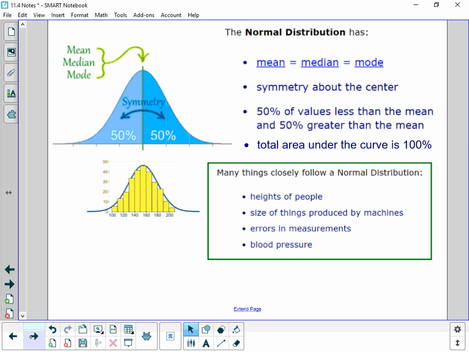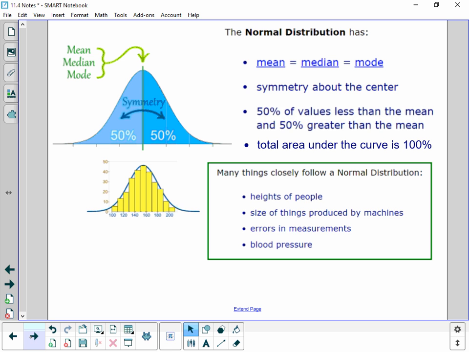Those things are that for a normal distribution, the mean and the median and the mode are actually all the same, and they are located right at the center. So it's symmetrical about the center. The right half and the left half look identical. They're mirror images of each other. 50% of the data is less than the mean. 50% of the data is greater than the mean. And the total area would, of course, represent 100% of your data.